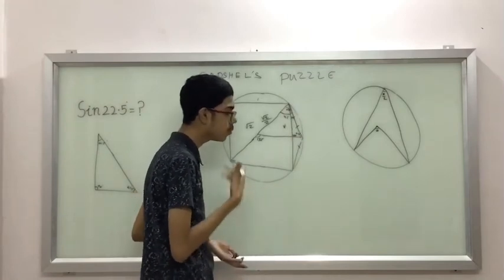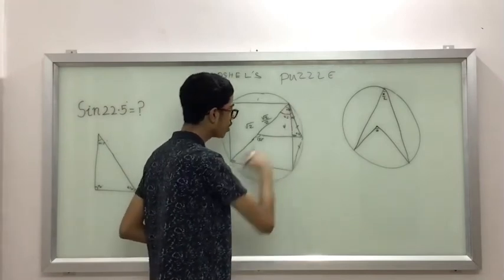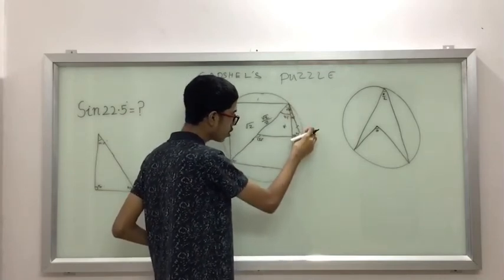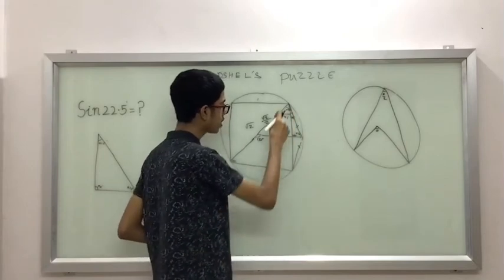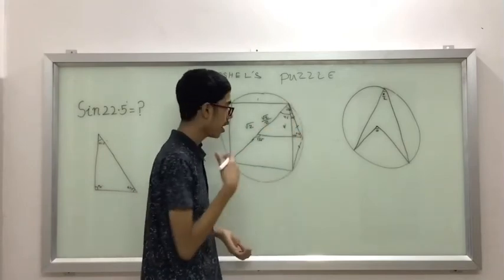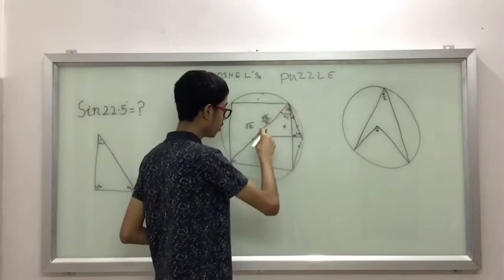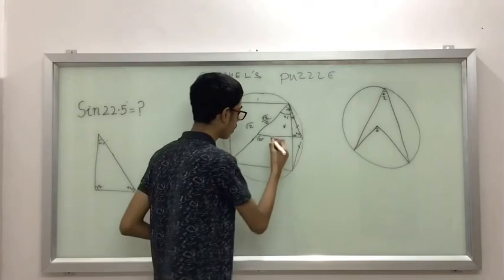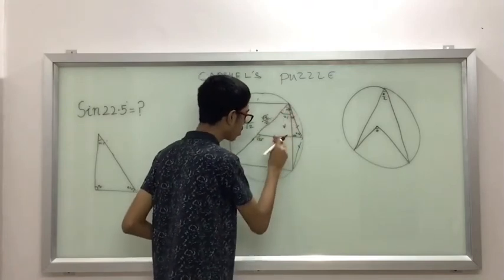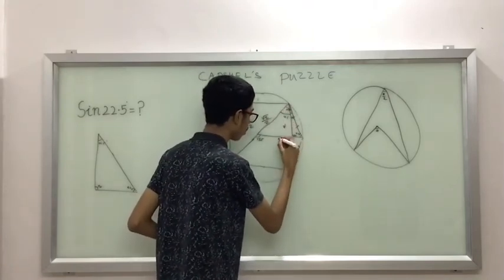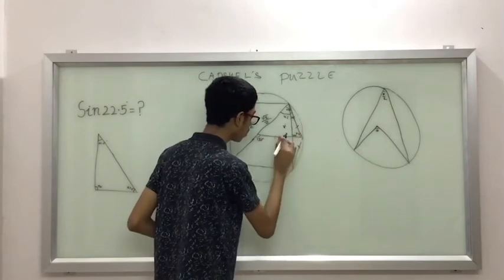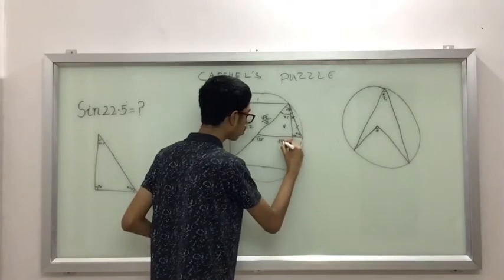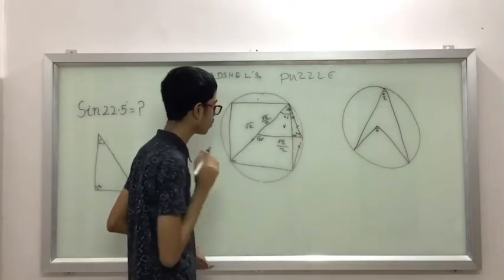Next I have to find one more side length of this triangle. So now see, this is 67.5. This is also 67.5. That means this is an isosceles triangle. In an isosceles triangle, two sides are equal. So if this is root 2 by 2, that means this is also root 2 by 2. This whole length is root 2 by 2.